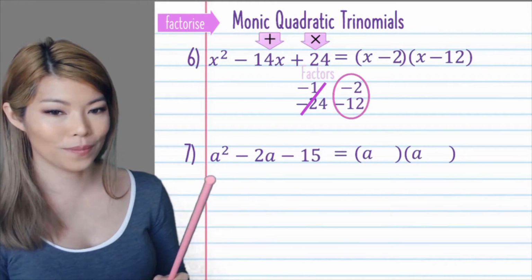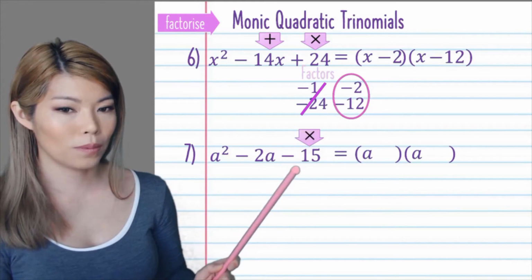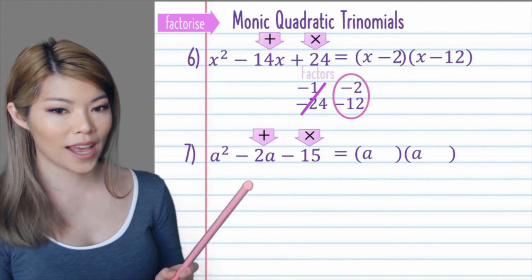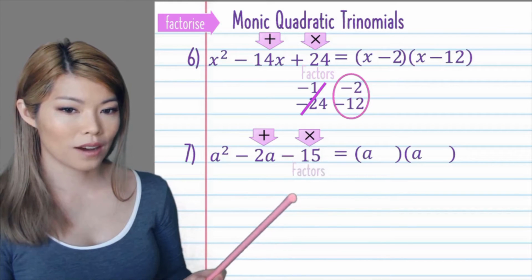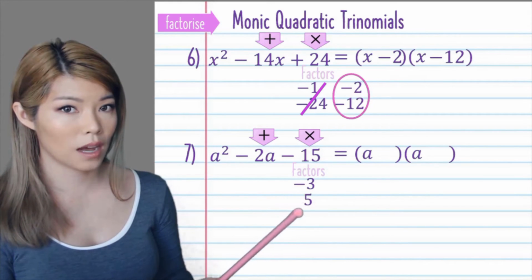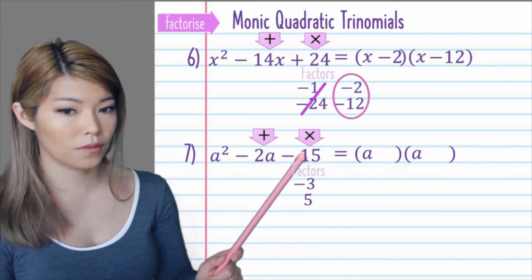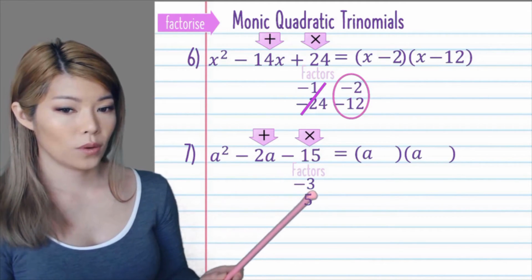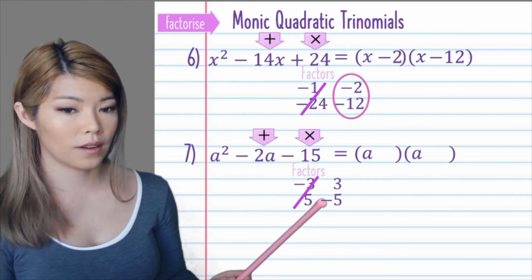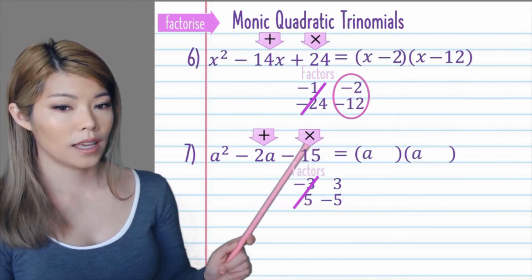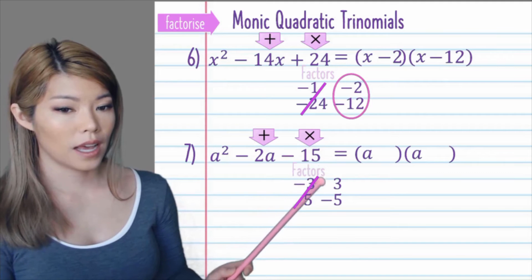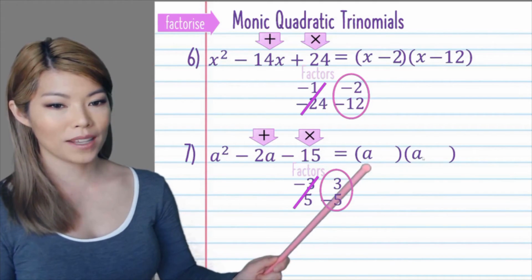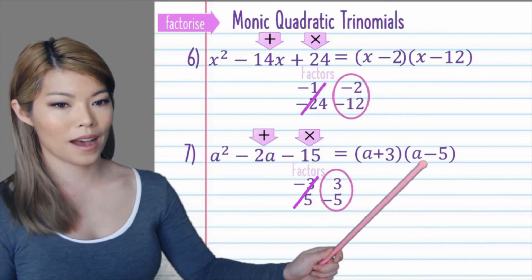Let's try one more. So this time again, multiply to give us negative 15 and add to give us negative 2. What numbers can we think of? We can try negative 3 times 5, which is minus 15, but that would add up to be positive 2. So we have to switch the negative sign around. Negative 5 times 3 is negative 15, and negative 5 plus 3 is negative 2. So now we have plus 3 and minus 5.